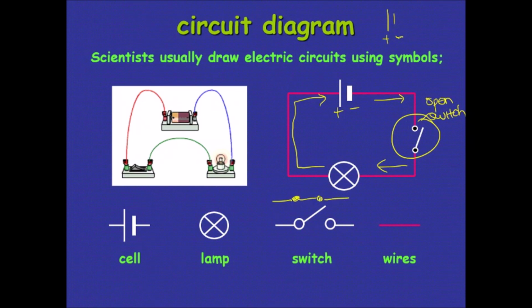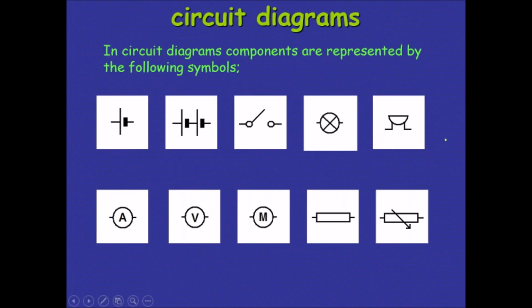Okay, some people color it, happy with whatever. So here we're going to have a look at some of the symbols. Sometimes we do them a bit differently. So this one's a cell, a battery.